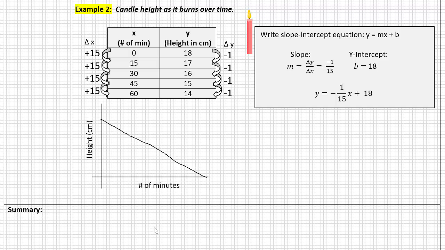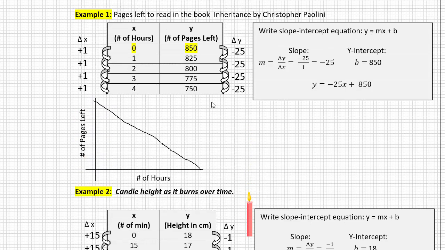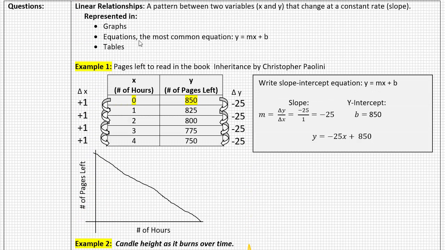You can see the summary down here, so please take a moment to make sure that your notes are complete. Write a little summary about how to find the slope and the y-intercept in order to write an equation from a linear data table, and we'll continue to work with these different representations of linear relationships in class.